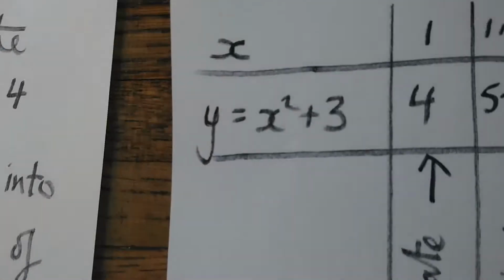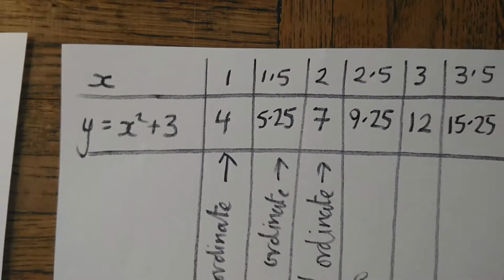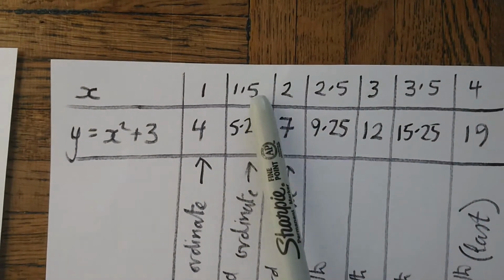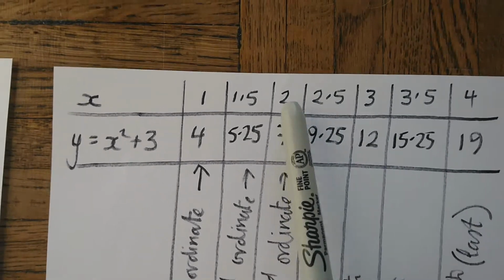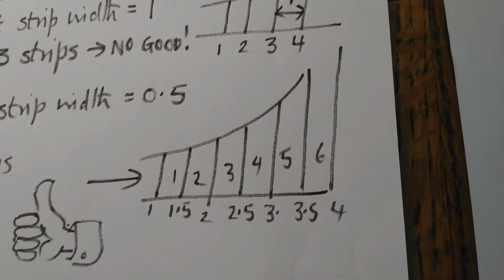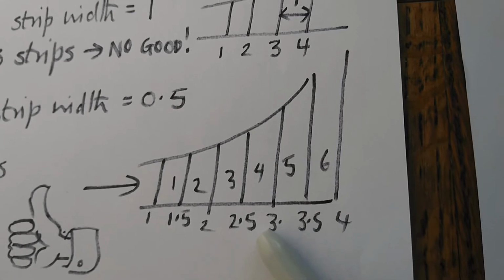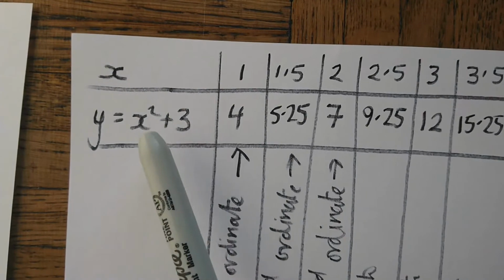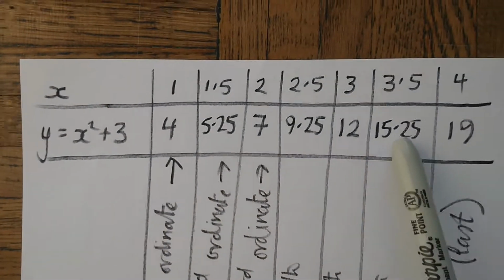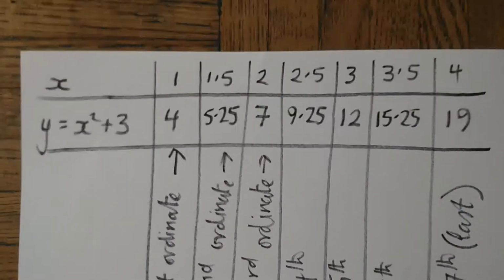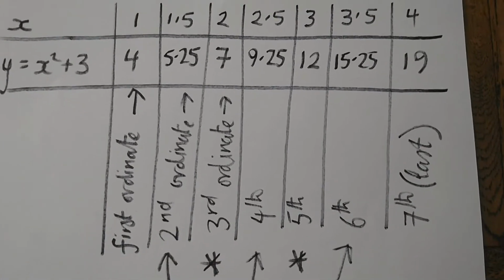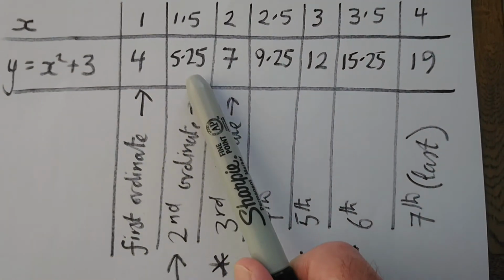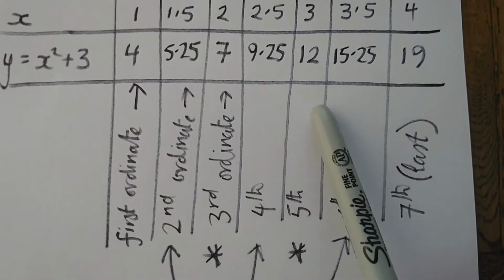Now we set up a table similar to the way you do it for the trapezium rule. You put your x values along here, so 1, 1.5, 2, 2.5. All of those x values correspond to the x values along the edges of the strips that we drew. Then you use the original equation to work out all of your y values. If you remember, we call these y values ordinates. So in this case, this is the first ordinate, the second ordinate, the third ordinate, all the way along.